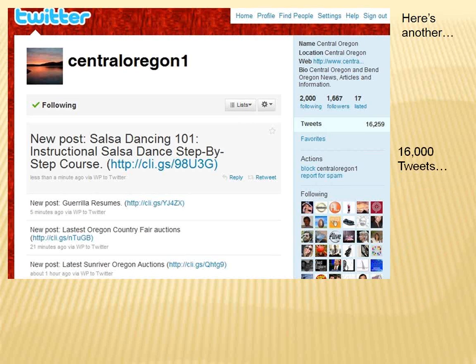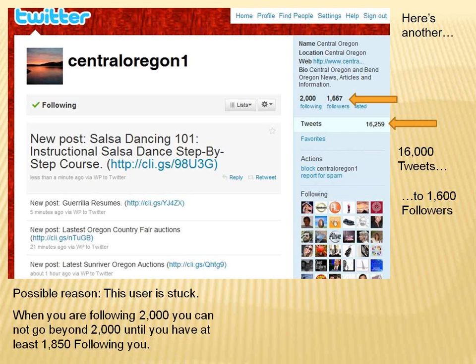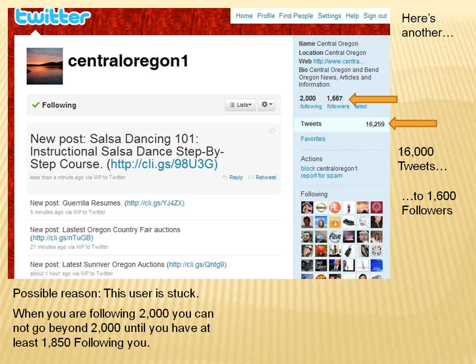Here's another one. Take a look. 16,000 tweets to 1,600 followers. Now, this is interesting, too. You notice that they're following 2,000. Well, the possible reason for the big numbers and where they are right now is this user could well be stuck. One of the rules that Twitter has is that when you're following 2,000, you cannot go beyond 2,000 until you have at least 1,850 who are following you.